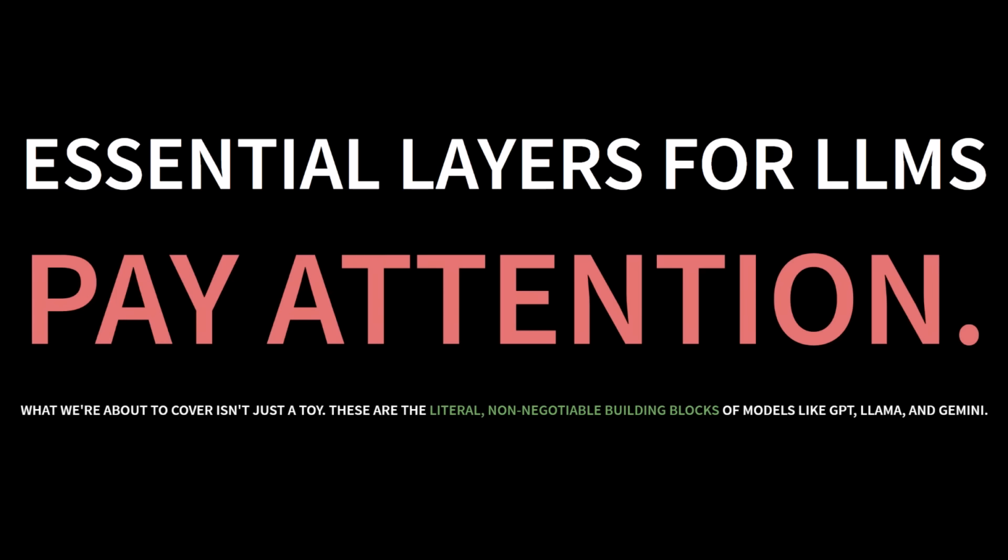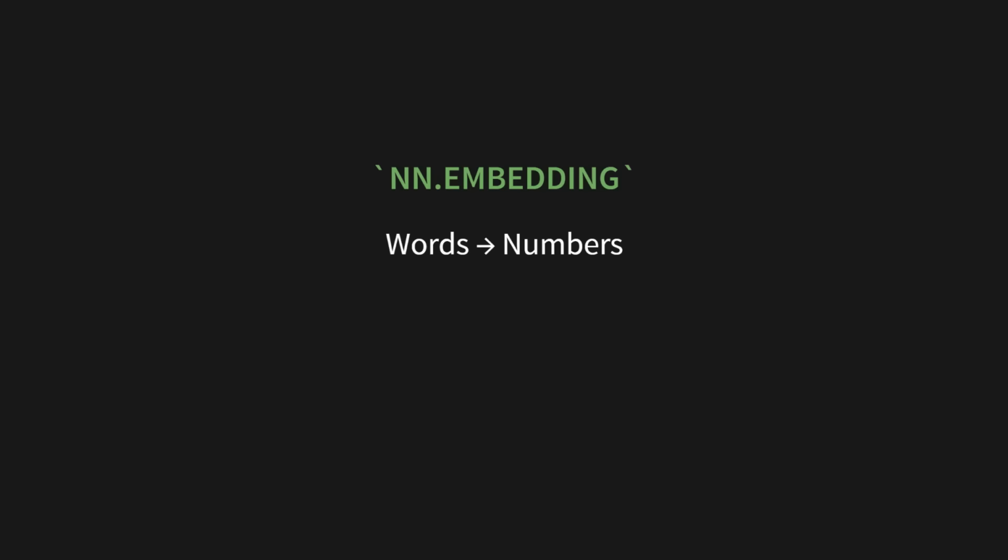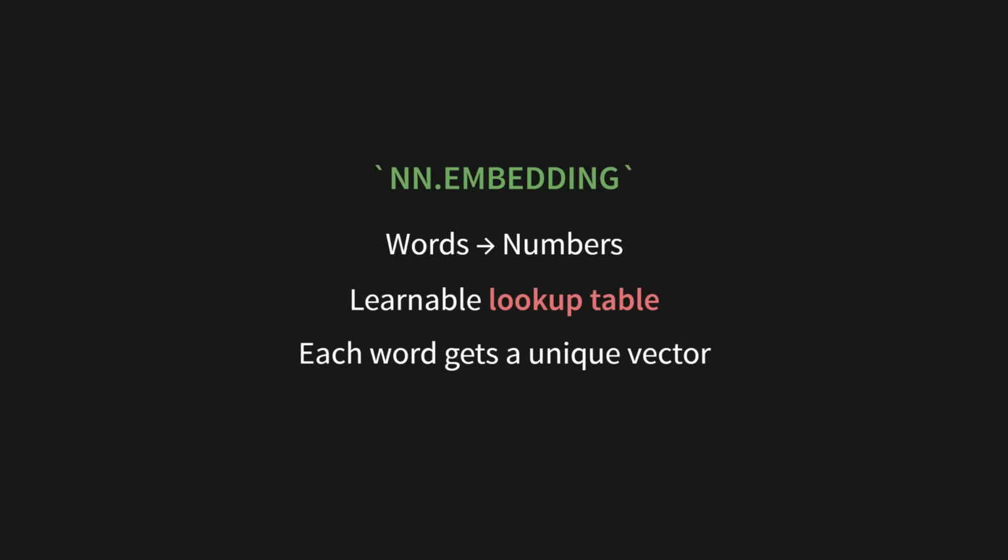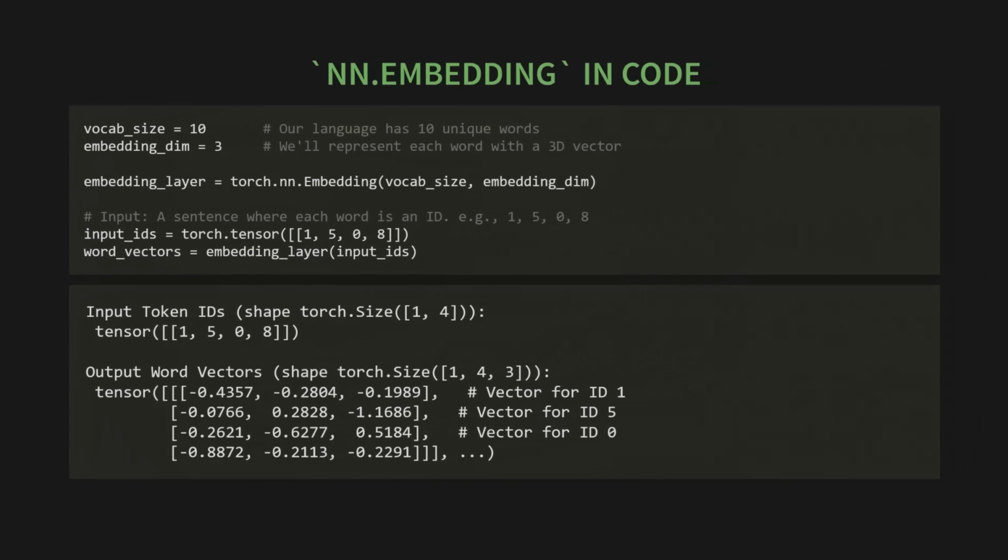Pay attention. What we're about to cover isn't just a toy. These are the literal, non-negotiable building blocks of models like GPT, Llama, and Gemini. First up, nn.Embedding. This layer's job is to turn words into numbers. It's a giant, learnable lookup table. Each word gets its own unique vector. Let's see it in code.